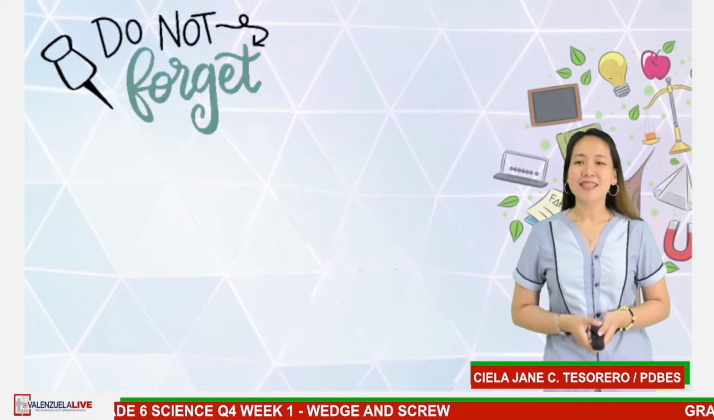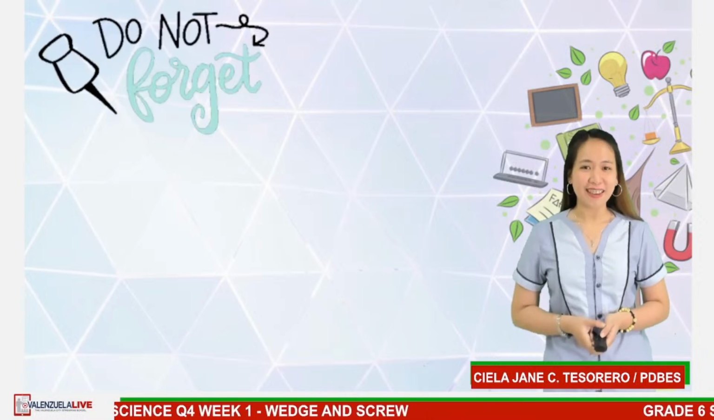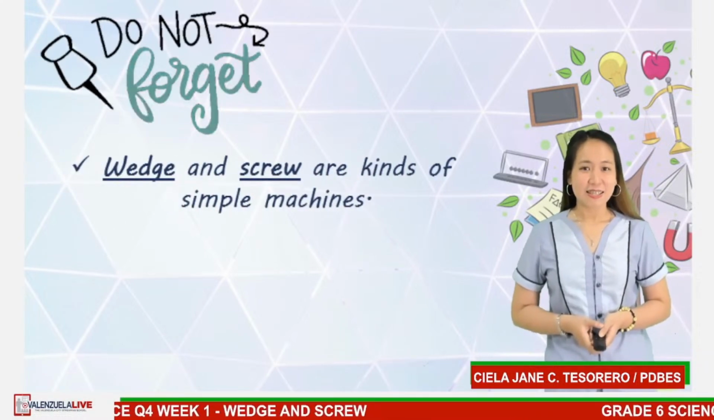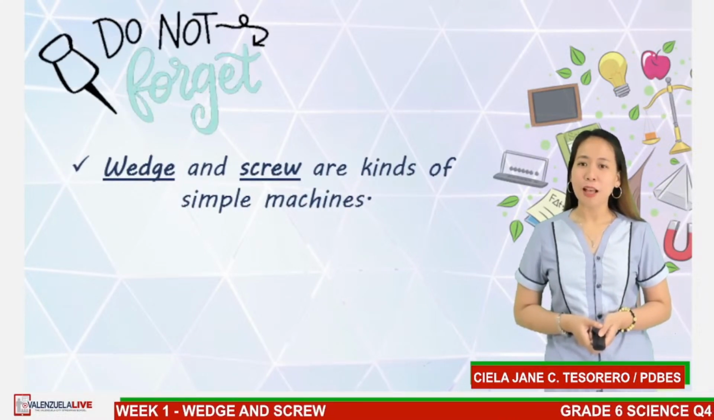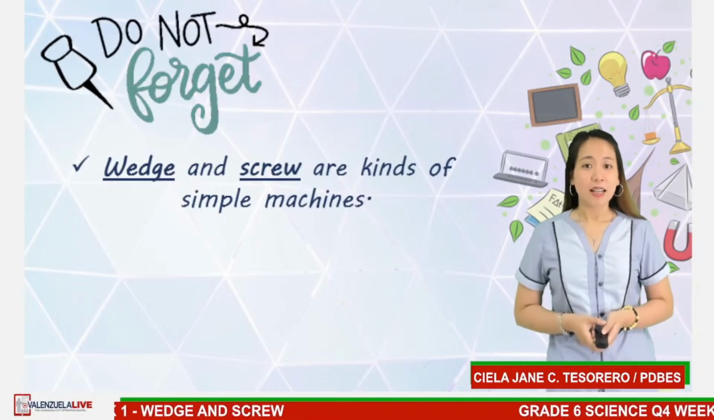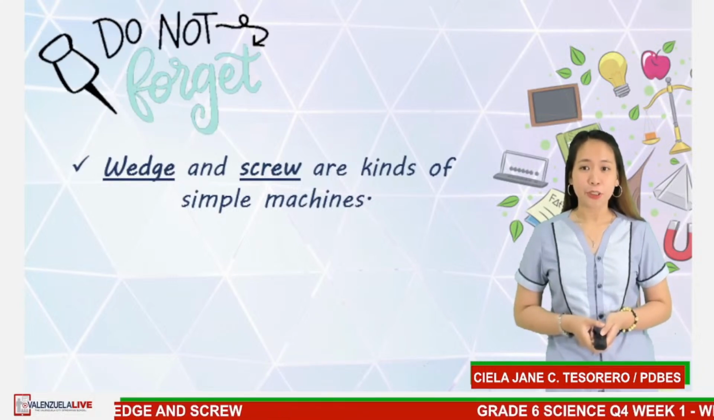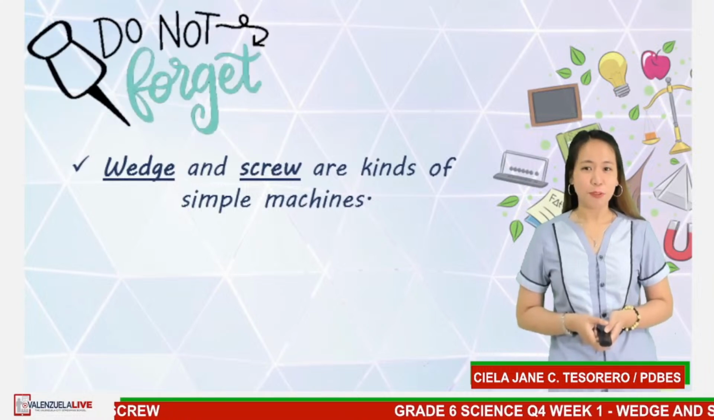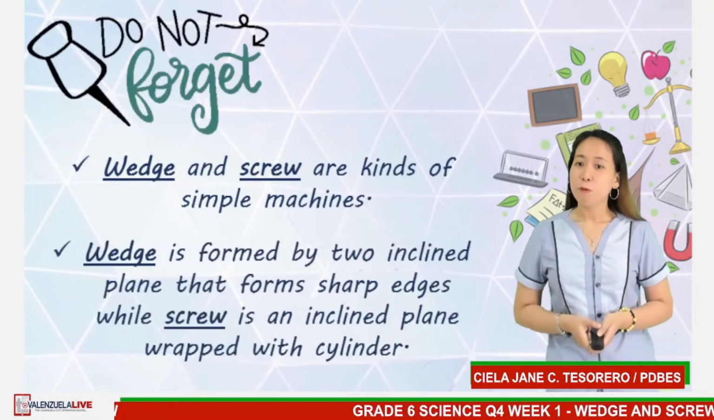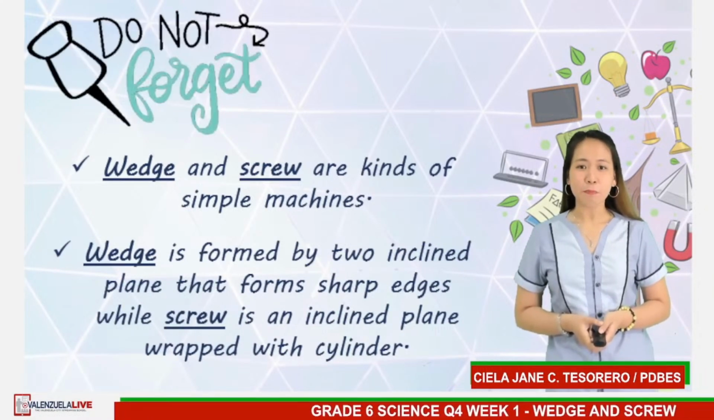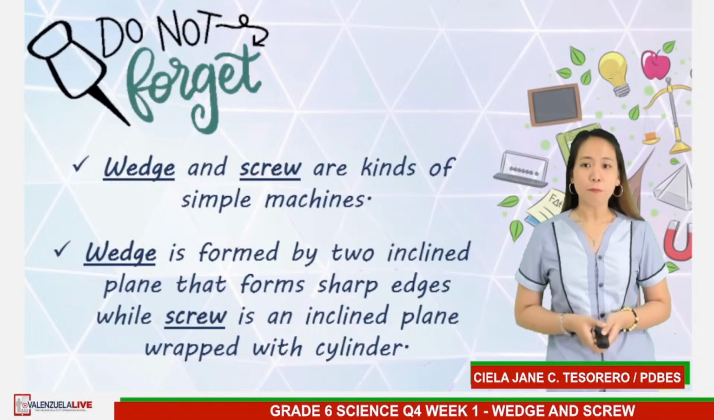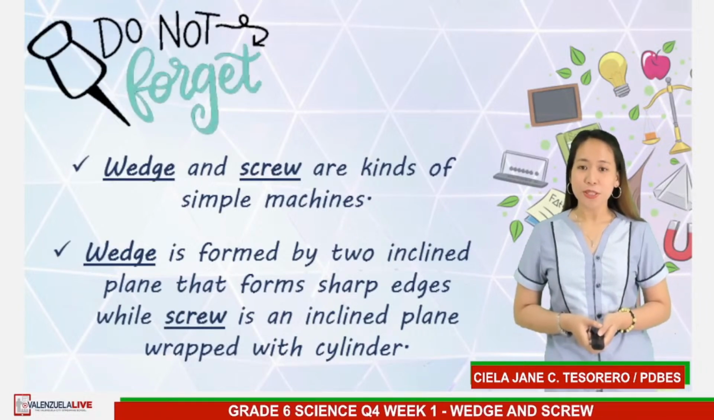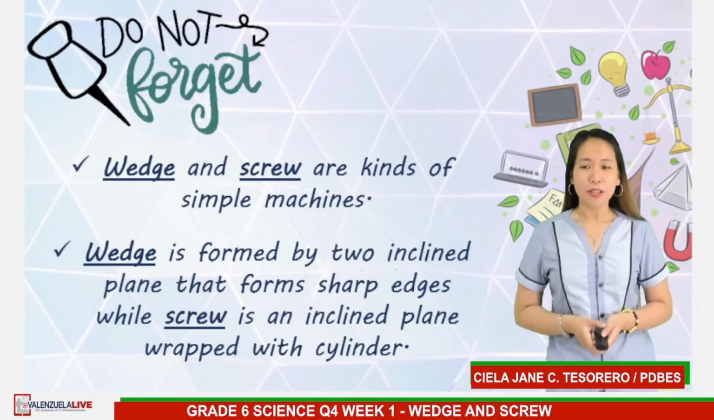So let us sum up our lesson for today. Simple machines multiply the force being exerted. That is why it makes our work easier. Wedge and screw are kinds of simple machines. A wedge is formed by two inclined planes that form sharp edges, while a screw is an inclined plane wrapped around a cylinder.